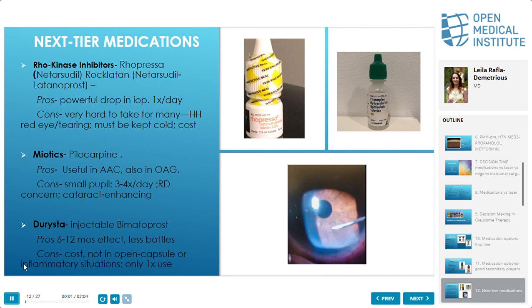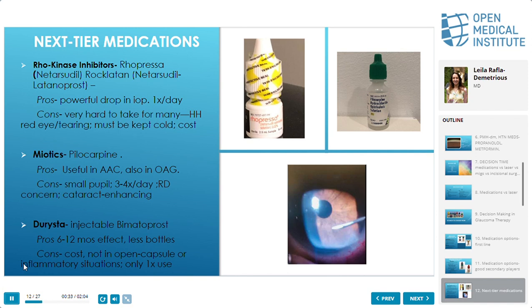So the next tier include the Rho kinase inhibitors and miotics and Durysta. The reason why I put these as next tier is because the side effects tend to be much higher with these classes of medications, and the cost tends to be also higher, especially with the Rho kinase inhibitors and with Durysta. So the Rho kinase inhibitors are Rhopressa, which is netarsudil, and Rocklatan, which is a combination of netarsudil and latanoprost. These work super well.